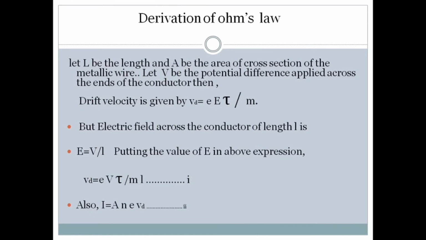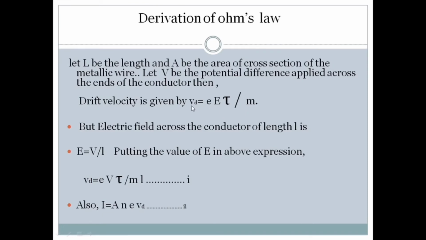Next, derivation of Ohm's law. Let us take a conductor of length L and area of cross section A. Let V be the potential difference applied across the ends of the conductor. Then drift velocity is given by the formula. This expression we have already derived.